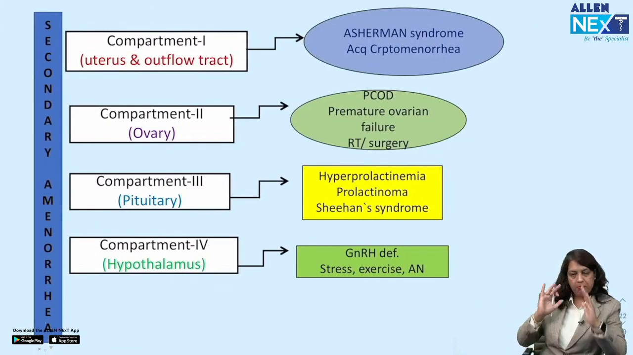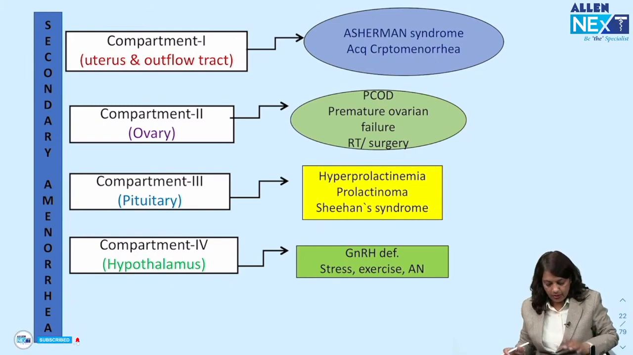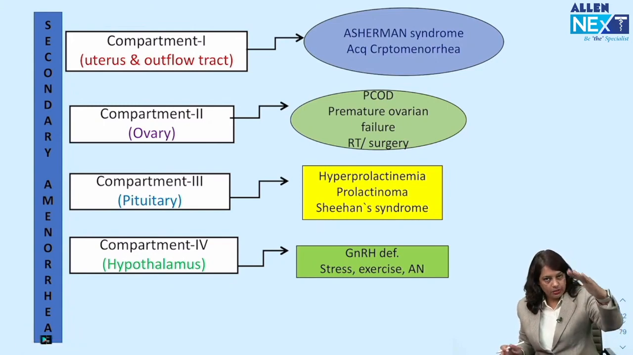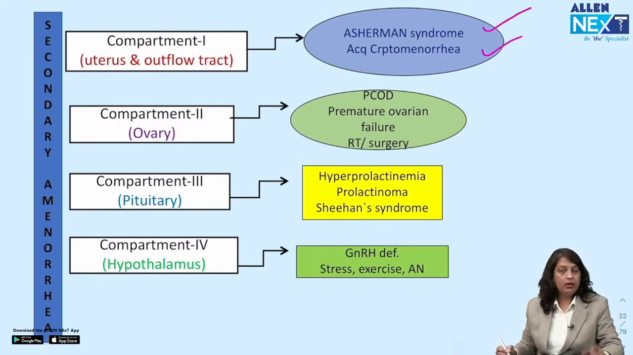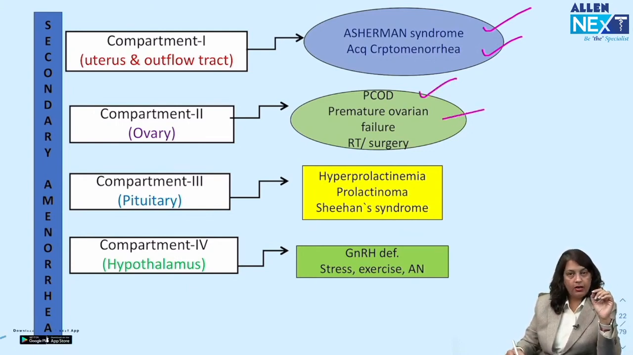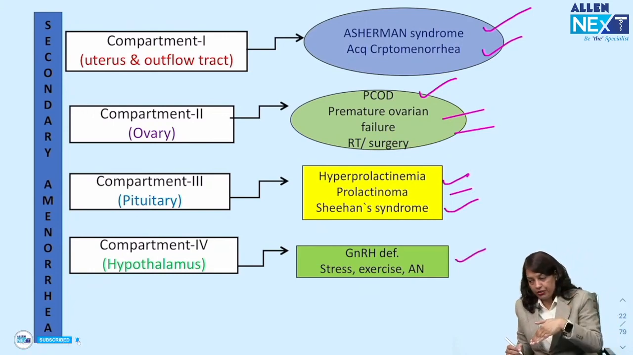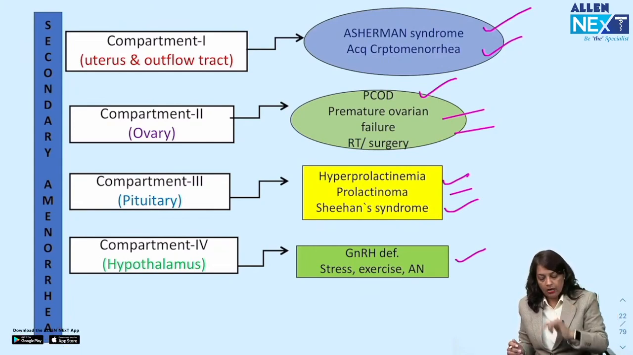Now, the important compartments. This is secondary amenorrhea, and I have made this flowchart myself. Compartment 1 is the uterus and its outflow tract, so there is Asherman syndrome or acquired cryptomenorrhea. Compartment 2 is the ovary, where there is polycystic ovarian disease, premature ovarian failure, radiotherapy or surgery. Compartment 3 is hyperprolactinemia, pituitary adenoma or Sheehan's. Compartment 4 is GnRH deficiency. So at each step you should be ruling out the important causes.